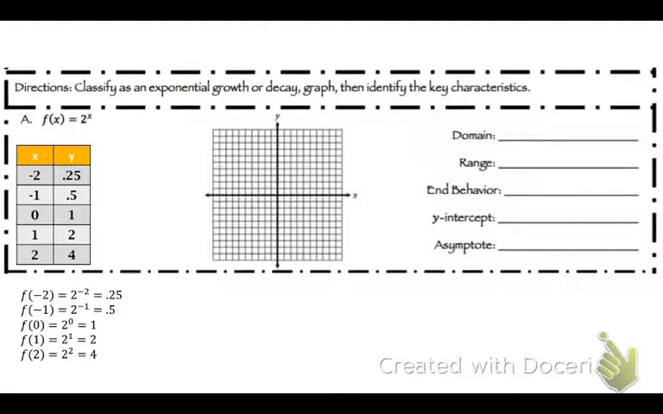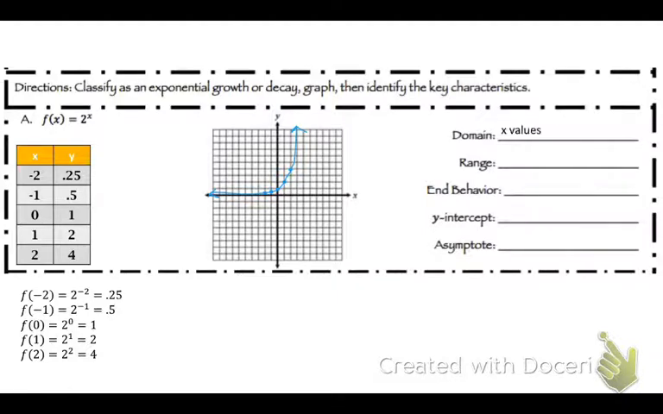Okay, now we're just going to graph this. So at -2, it's at 0.25. -1, it's at 0.5. 0, it's at 1. 1, it's at 2. 2, it's at 4. And then we can just graph that line right there.